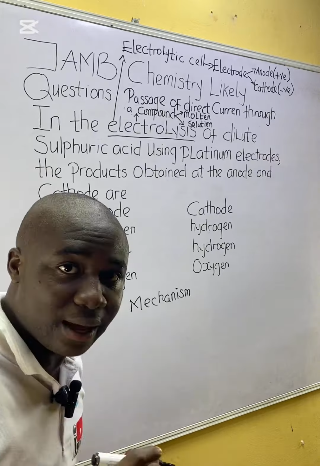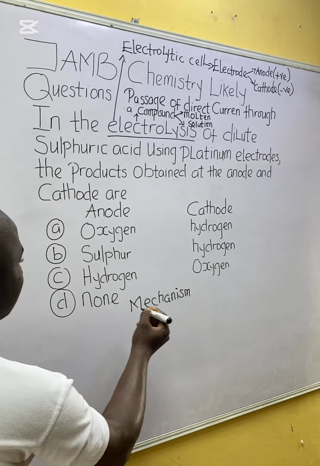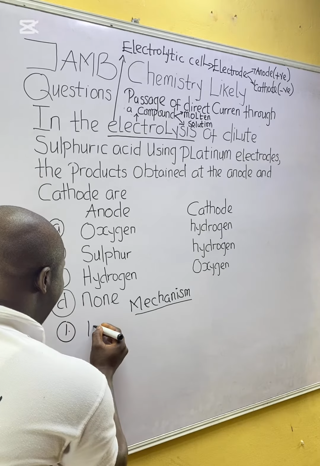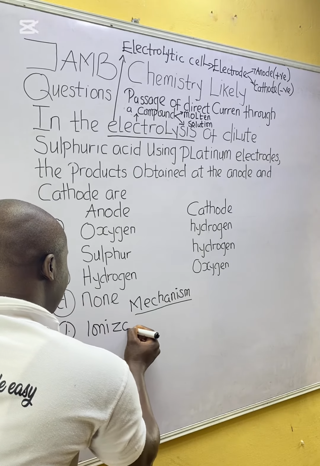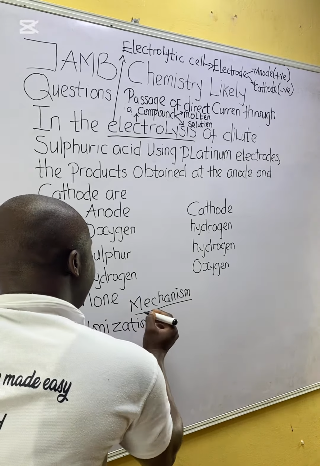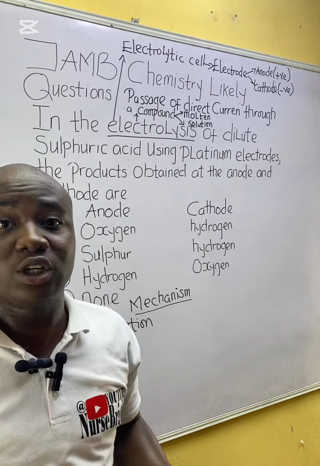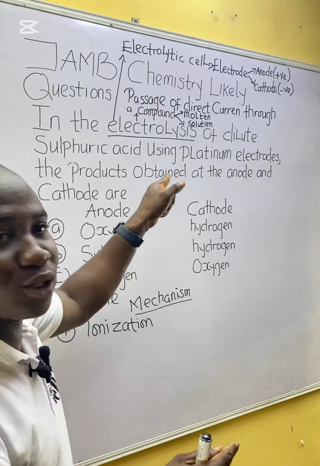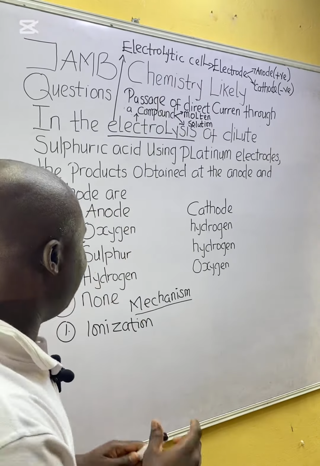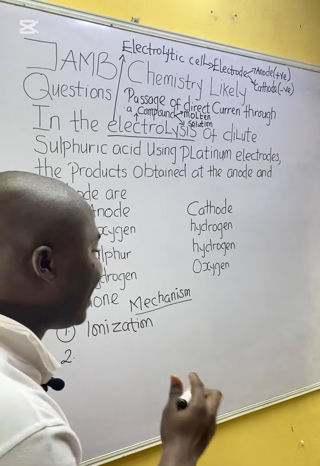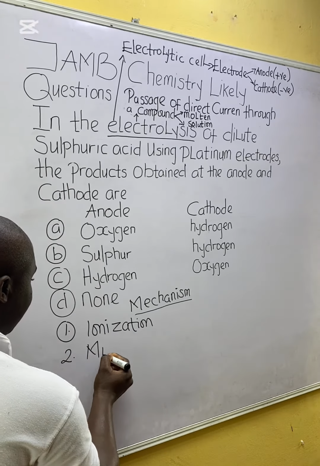What are these steps? The first step in mechanism of electrolysis starts with what we call ionization. This is very, very important. It is the first step on the mechanism of electrolysis because this is what we need to solve this question. So watch closely. Now, the other step in mechanism of electrolysis is called migration. I believe you are following me.